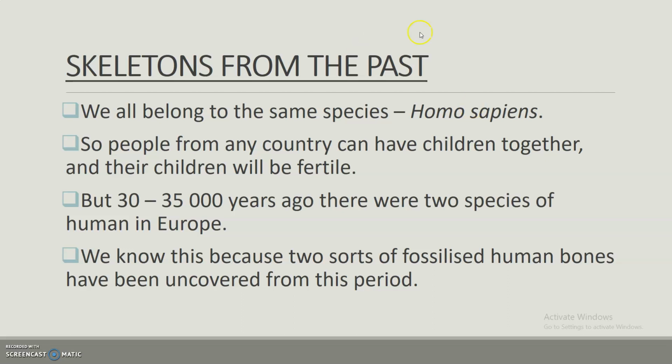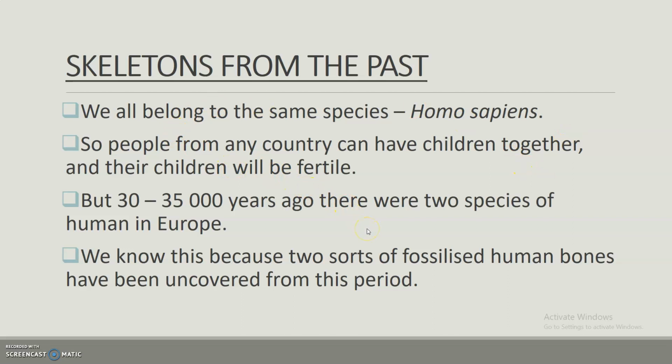Okay, so here we all belong to the same species, Homo sapiens. For example, I belong to another country and you belong to some other countries. There are students from different countries, right, in our school. So every one of us is simply Homo sapiens, that is, human beings. We all belong to the same species. So people from any country can have children together and their children will be fertile.